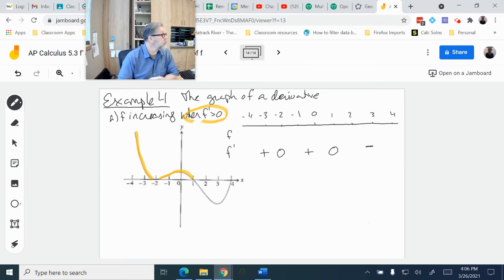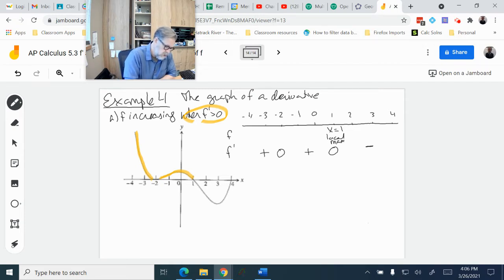So what do I now immediately know? Doing a little quick interpretation, I changed from positive to negative, which means that right here at x equals 1, there must be a local maximum on my function. Cool.